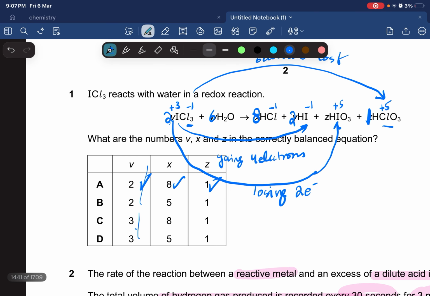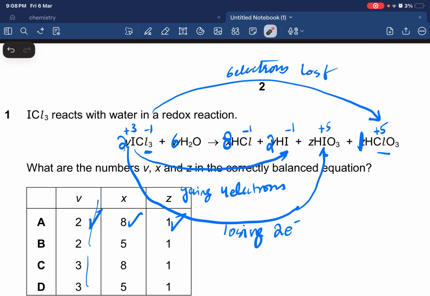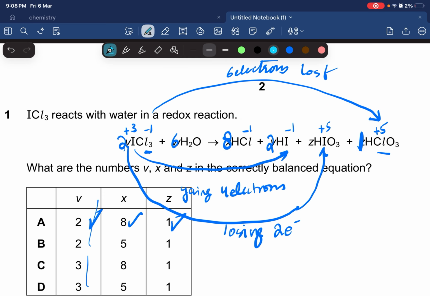It's not a 2, it's a 3 here. Why a 3 here? Let me check. I need to balance this. Because when I add an 8 here, my chlorines get unbalanced. That's the thing, I'm sorry. Chlorines are going to be a total of 8, 9 over here. And now I need 9 chlorines on this side. So 3 times is going to make it 9. And now I have 9 chlorines. Yeah, sorry, I forgot the chlorines.